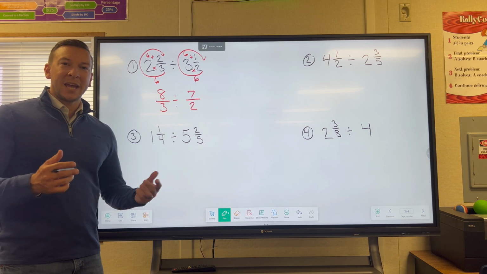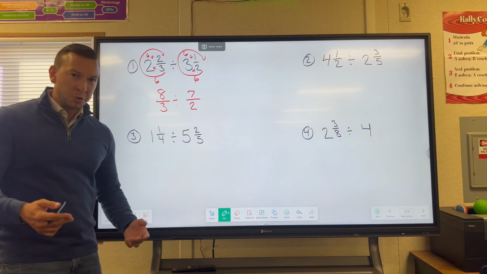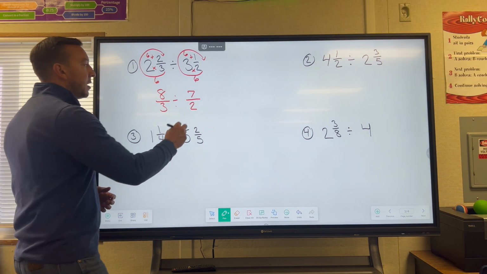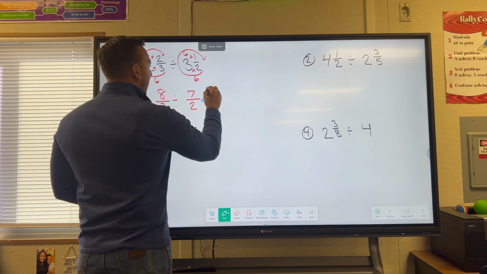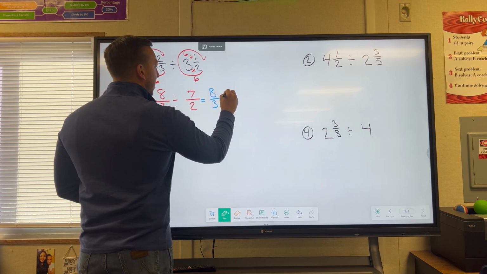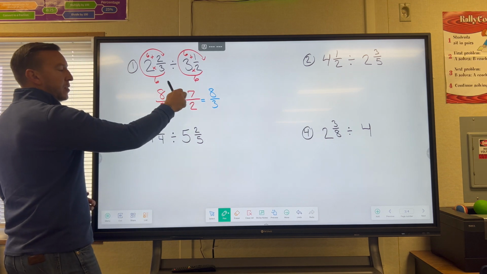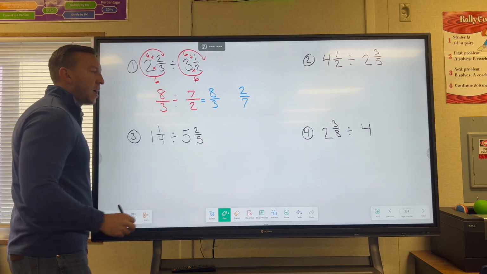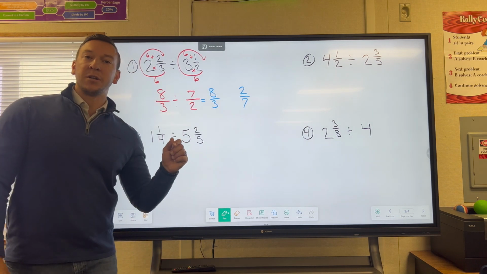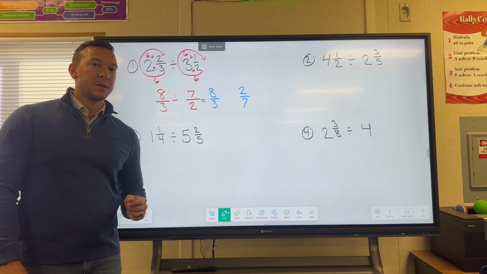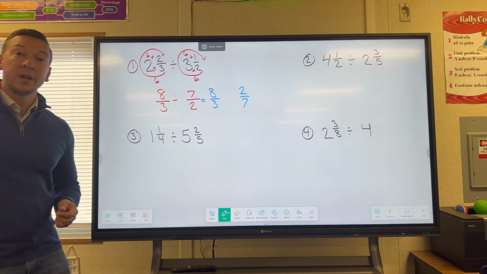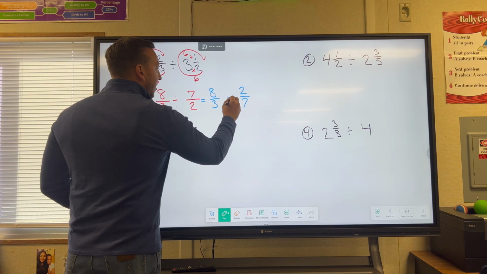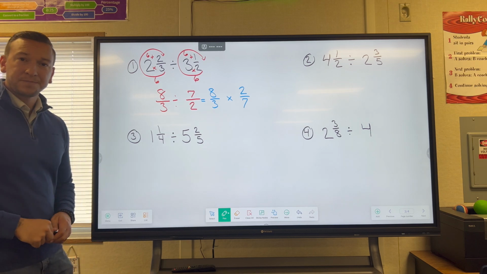If you said KFC, keep, flip, change, you'd be correct. So I need to keep the first fraction the same. So now it's going to be 8 over 3. We're going to flip the second fraction, so it's going to be 2 over 7. And when I say flip the second fraction, do you remember the vocab word for this? If you said reciprocal or inverse, you'd be correct. Lastly, I'm going to change from division to multiplication.